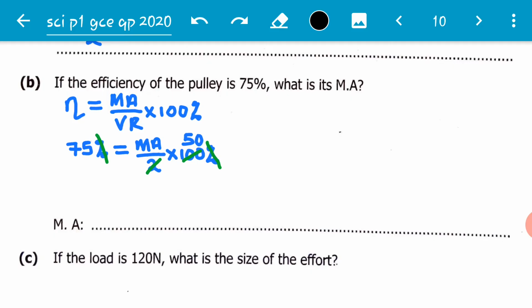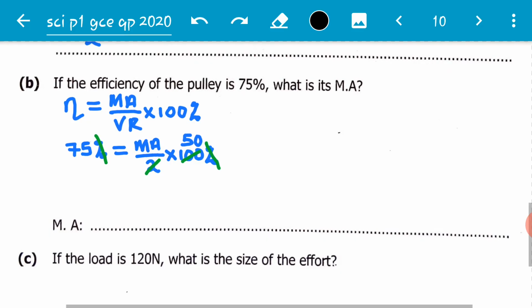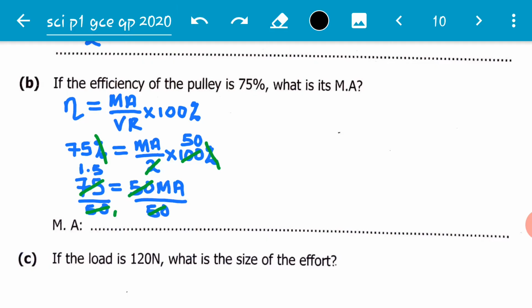Now, 100 divided by 2 is 50. The percent on this side of the equal sign and the percent on the other side will cancel out. It's very important that the percentages cancel out because if they do not, the unit for our final answer will be percent, and we know that mechanical advantage has no units. So we are now going to have mechanical advantage times 50, which is 50 MA, equal to 75.